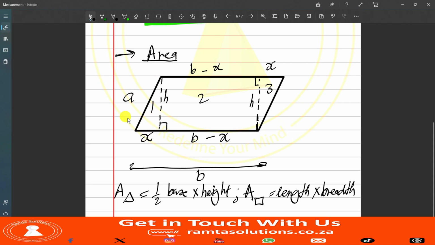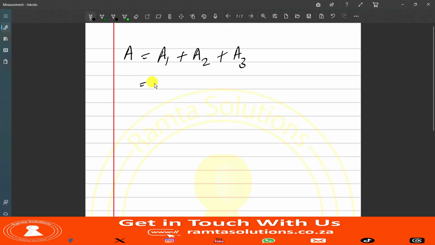Now let's look at this guy here. Remember that base is basically perpendicular to the height. We chose this side to be the height. The base will be X. Base of triangle 1 will be X. So this therefore means we have half. We said the base is X. What is the height? We called it H.